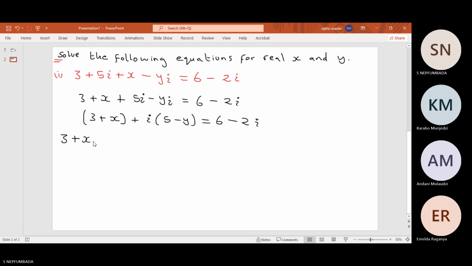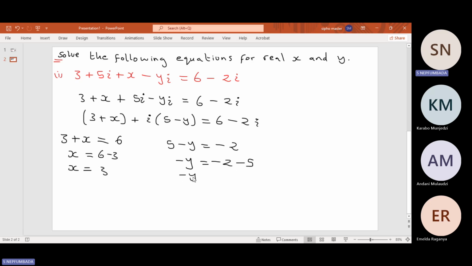So now, it simply means that the real is equal to the real, and we solve for x. So 3 plus x is equal to 6, meaning x is equal to 6 minus 3. Therefore, x is equal to 3. And the imaginary is equal to the imaginary, then we solve for y. Minus y is equal to minus 2 minus 5. Therefore, minus y is equal to minus 7. We divide by minus 1 on both sides, so y is equal to 7. Then we have solved for x and y.